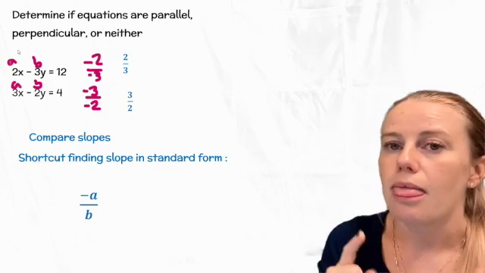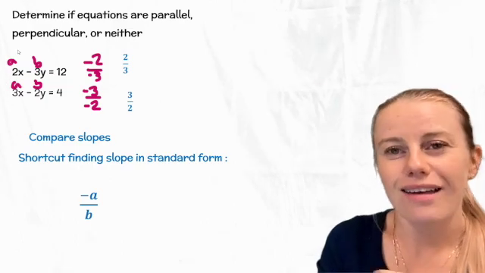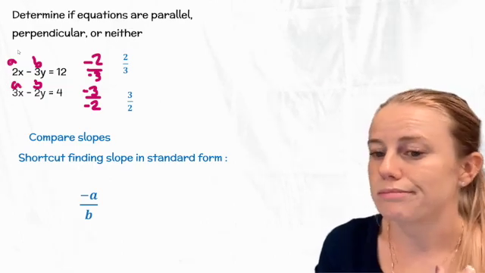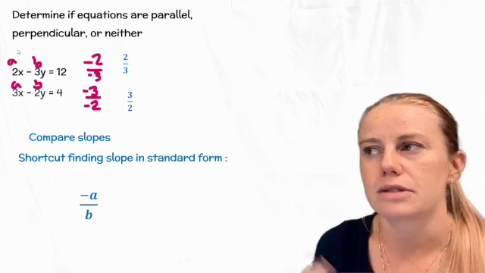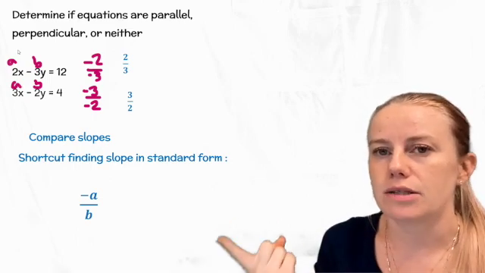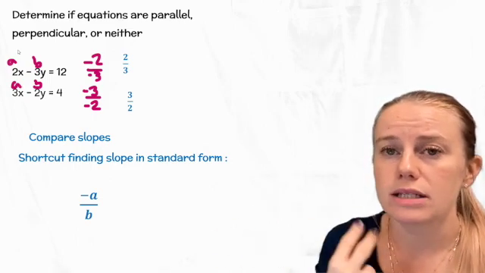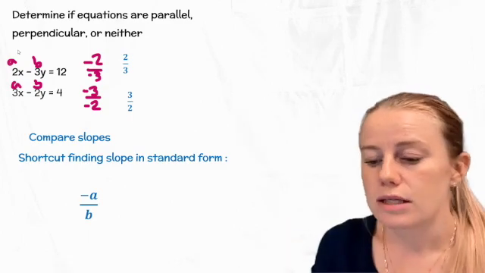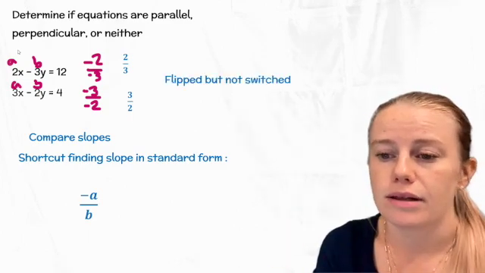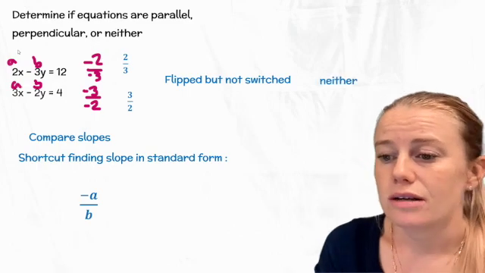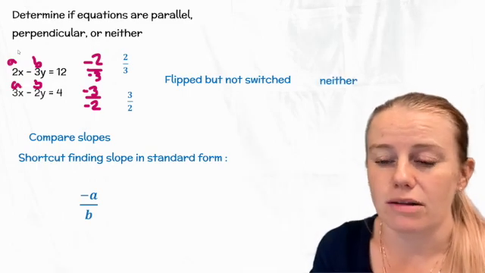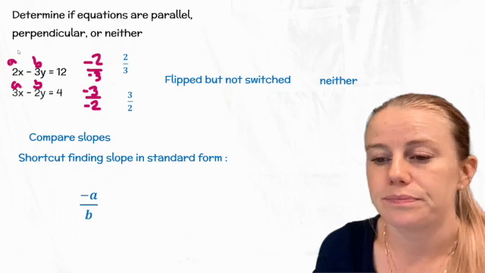Are they the exact same? Nope. Okay. Are they opposite reciprocals? Let's look at the opposite part. Opposite means one's positive, one's negative. Was one positive and one negative? Nope. So they have no relationship. They're flipped, but not switched. So this is neither our parallel or our perpendicular lines.